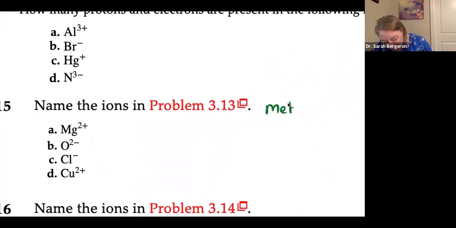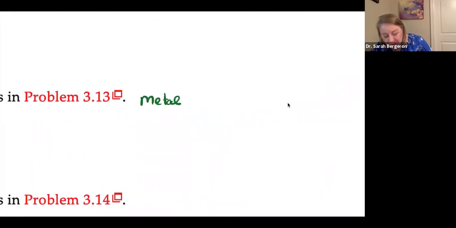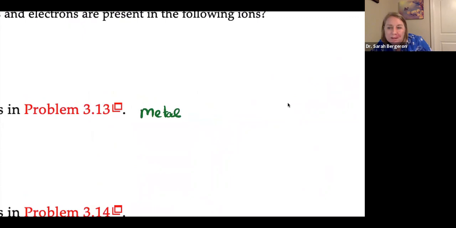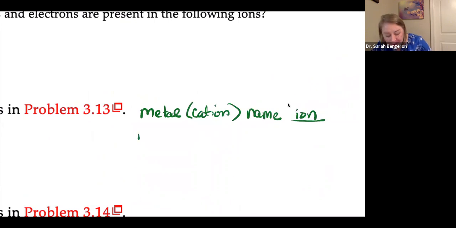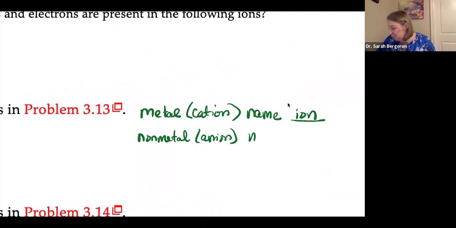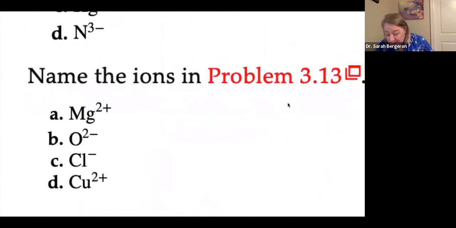If it's a metal, or the other way you could think about that is if it turns into a cation, either way, you're going to put the name and then you're going to add ion. What if it is a non-metal and it is an anion? What are you going to do? You're going to begin the name, and then you're going to end it in IDE. So that's our rules.